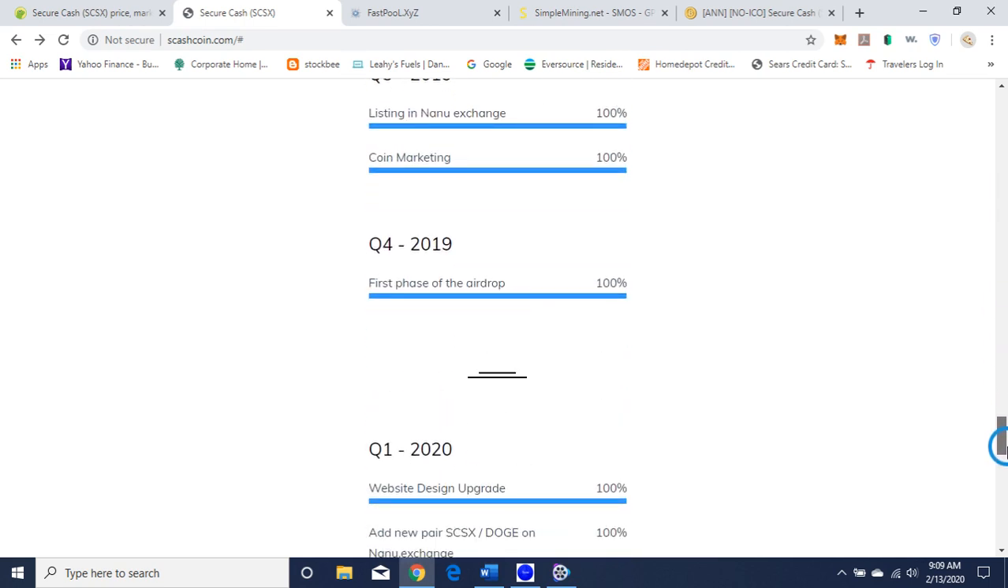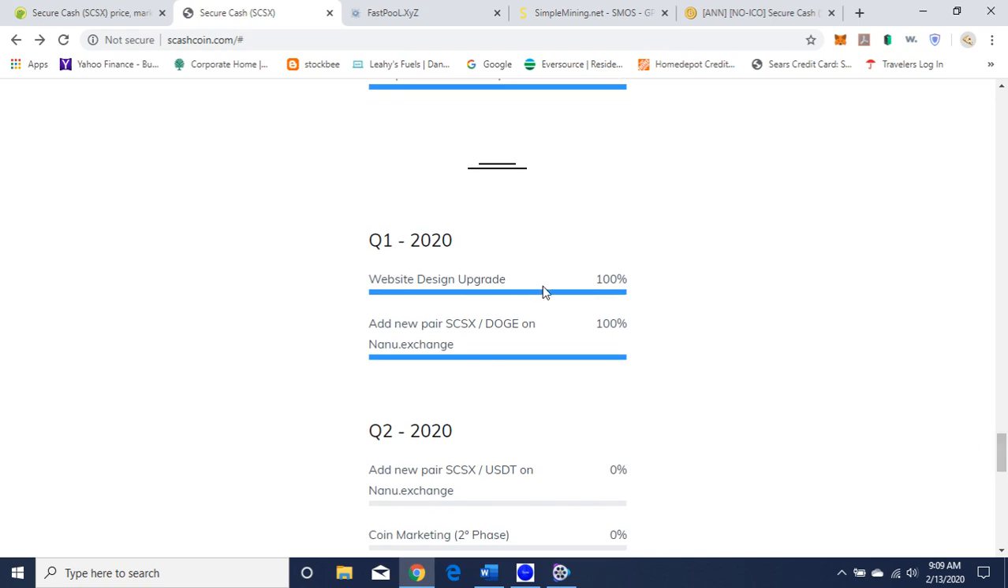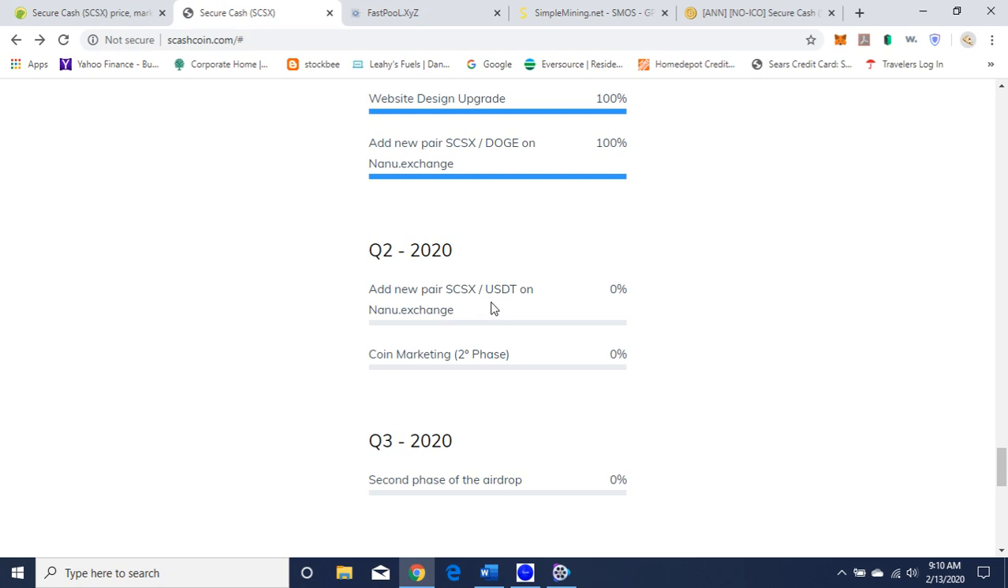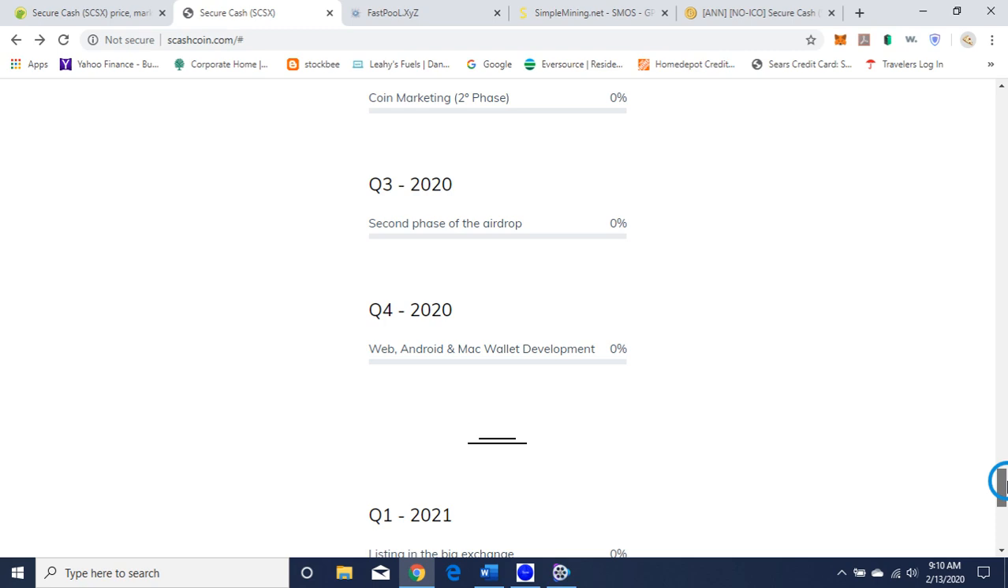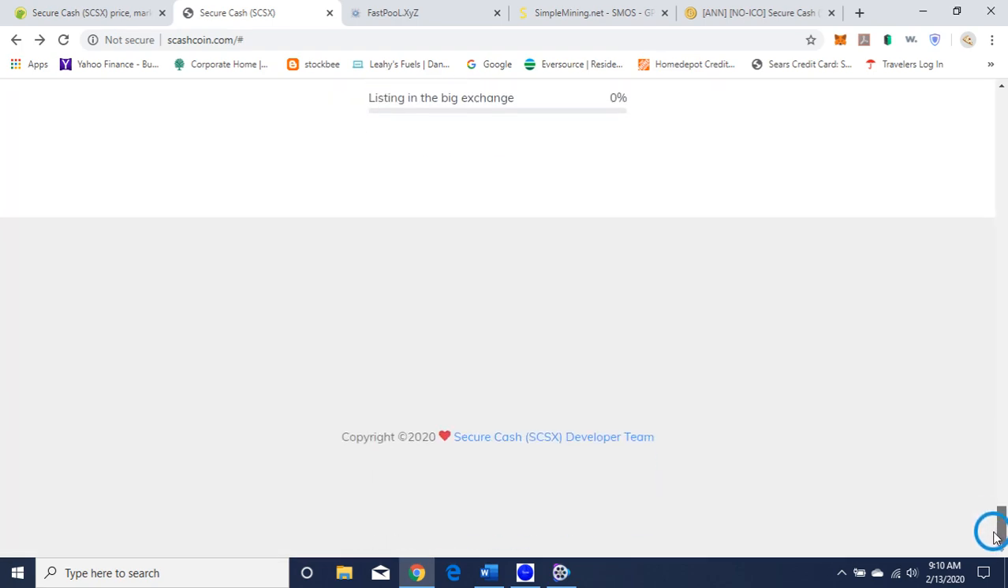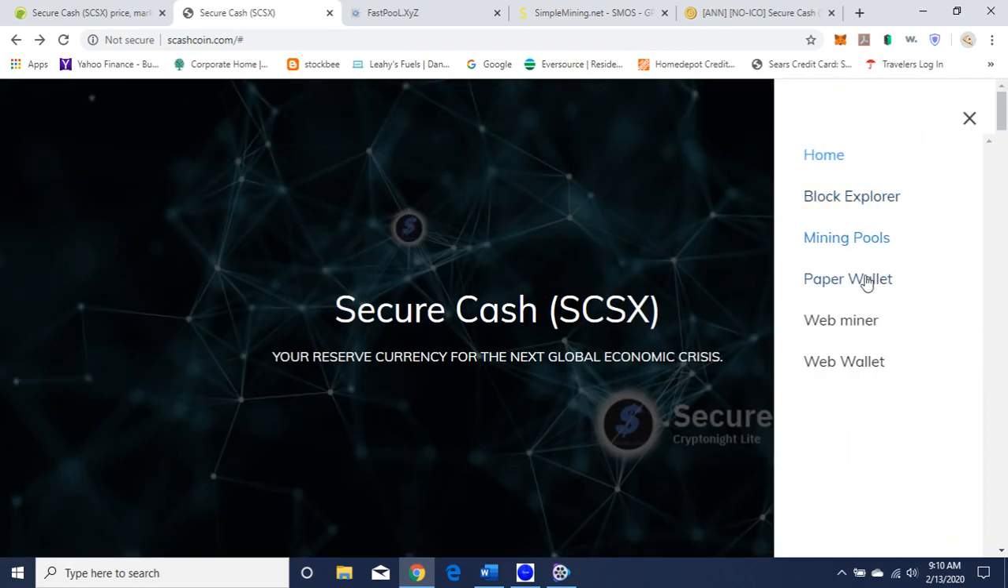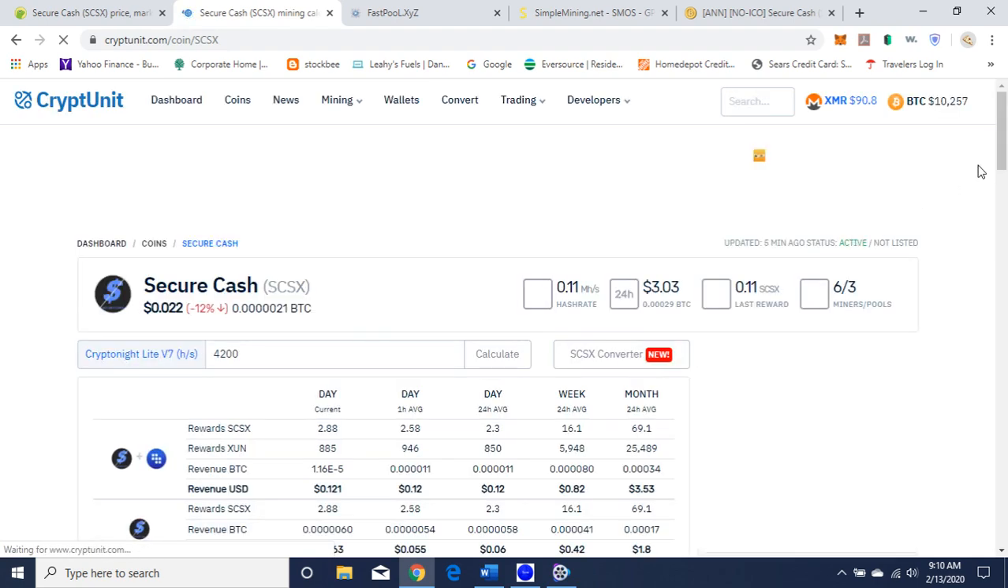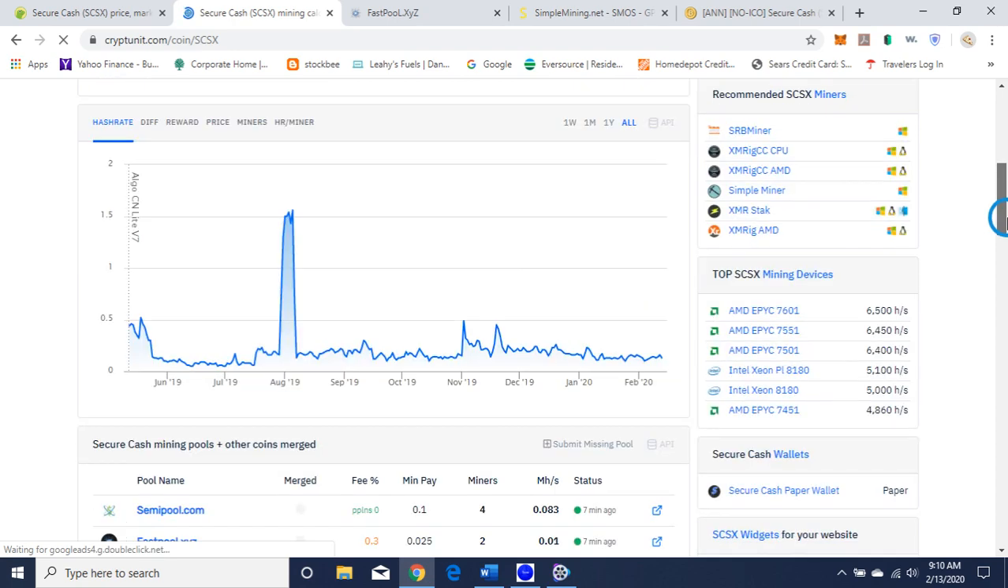So it looks like quarter one of 2020, they want to do a design upgrade on the website, add a new pair, Secure Cash and Doge on Nanu Exchange. Quarter two, they want to pair another again, and I believe they just did that according to their Twitter account. Double check me on that, but I think they have a tweet out that this is already done. And coin marketing, and another airdrop, and they want to do an app wallet, and listing on a big exchange in 2021. And that's about it for the website. And so if you want a paper wallet, here's the link for that. Here's the block explorer, the mining pools. I'm going to use Fastpool here.